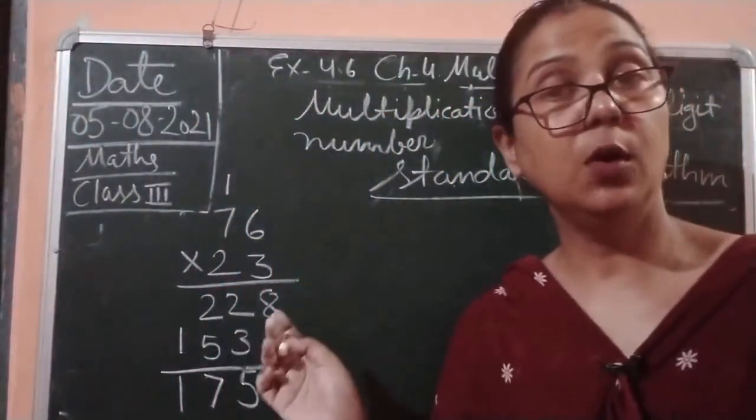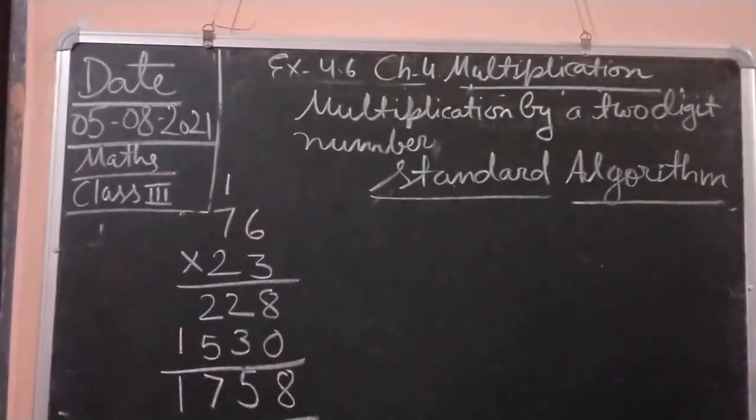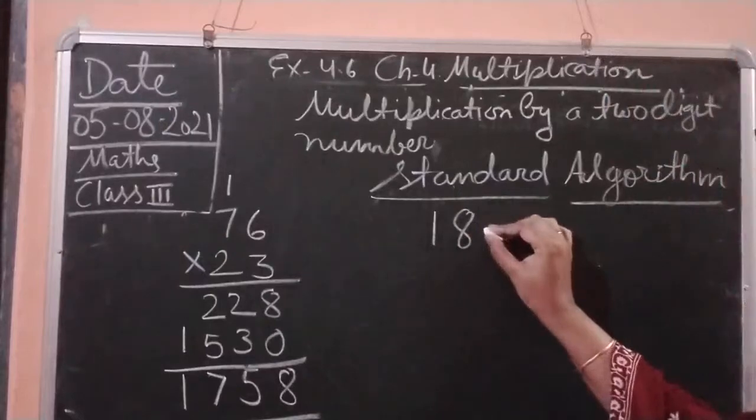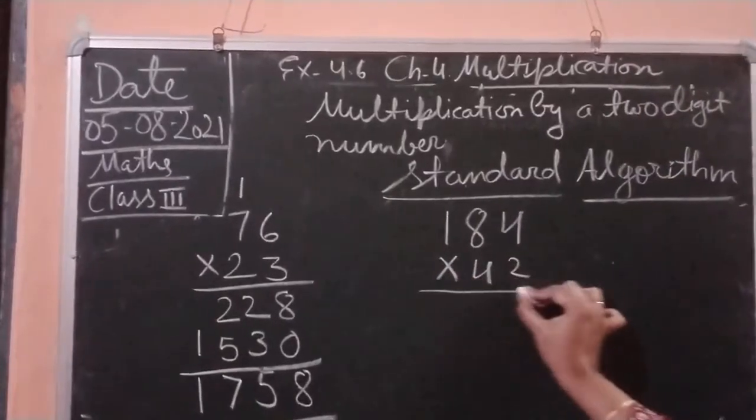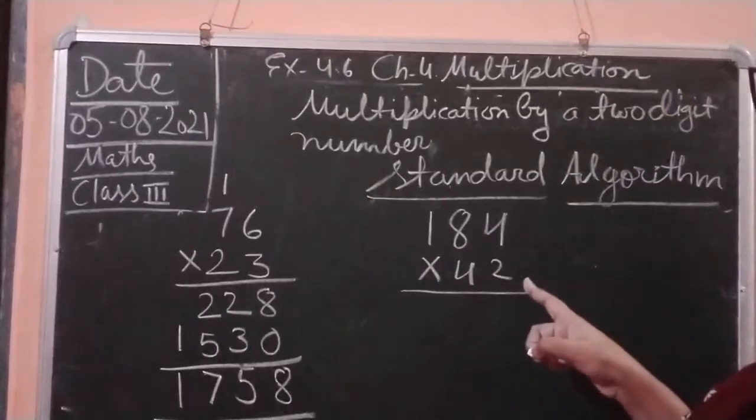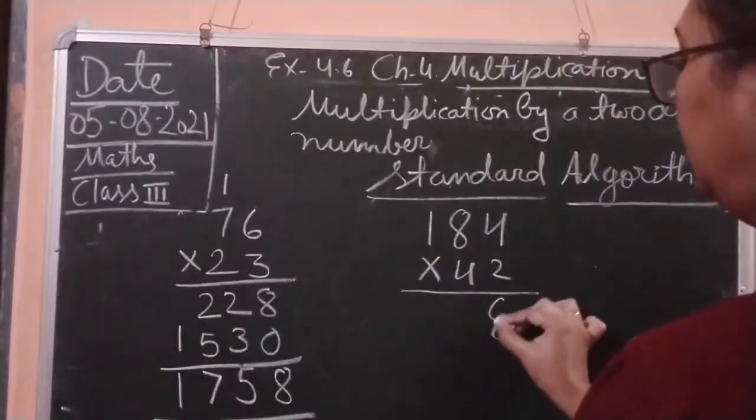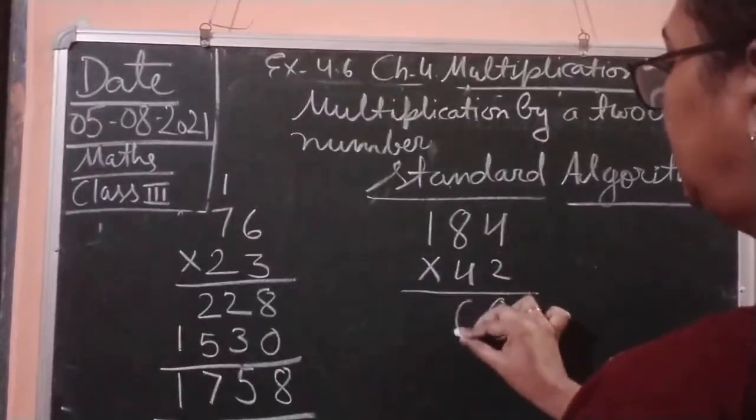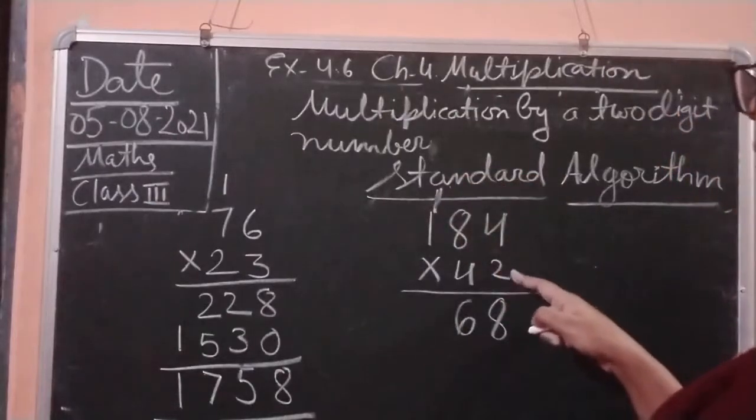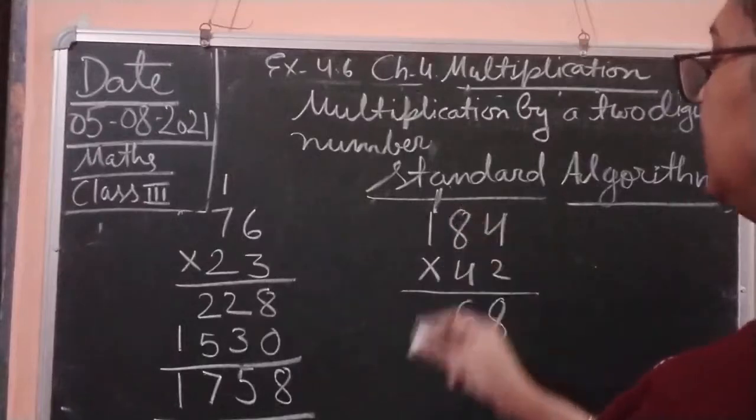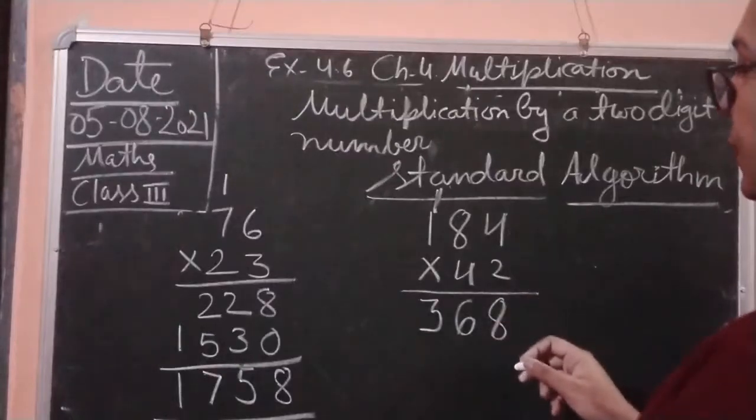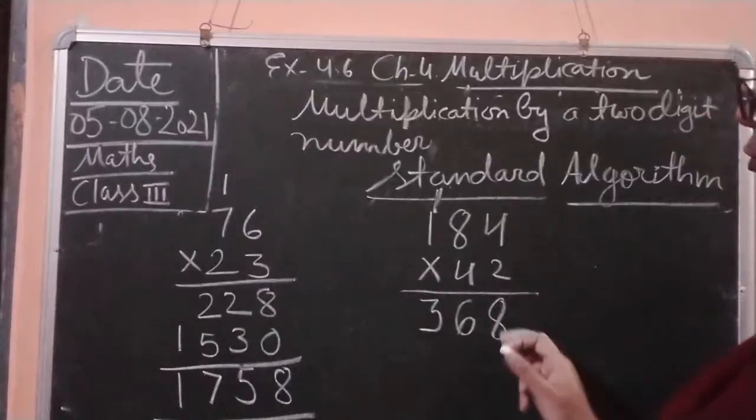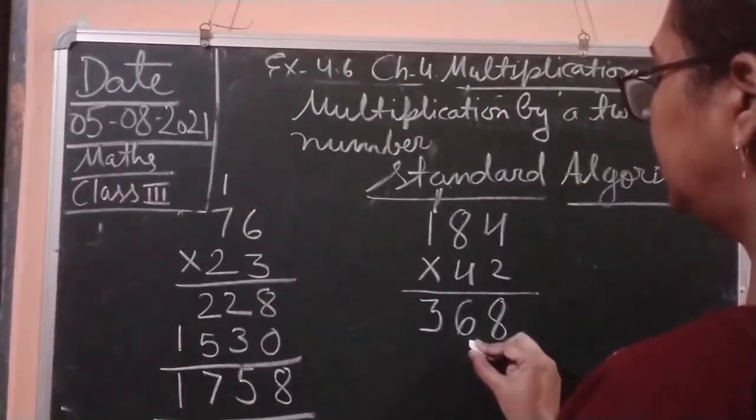This multiplication is based on algorithm. Now we will do the next one also. One more example we will do, that is 184 multiply by 42, children. Okay. Now here, children, we will start from the ones place. 2 fours are 8. 2 eights are 16. So we will write down 6 and carry 1. Now 2 ones are 2 plus 1 is 3. Now children, 4 fours are 16, children.